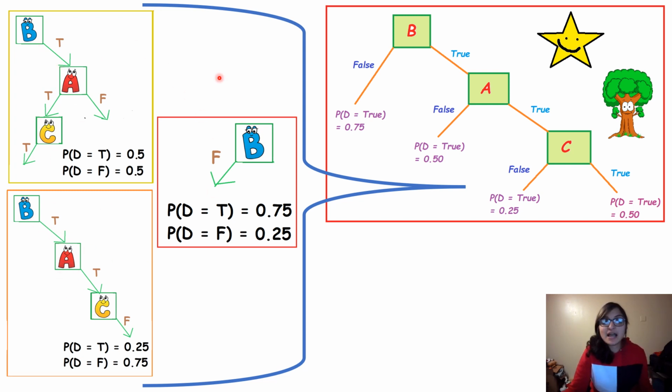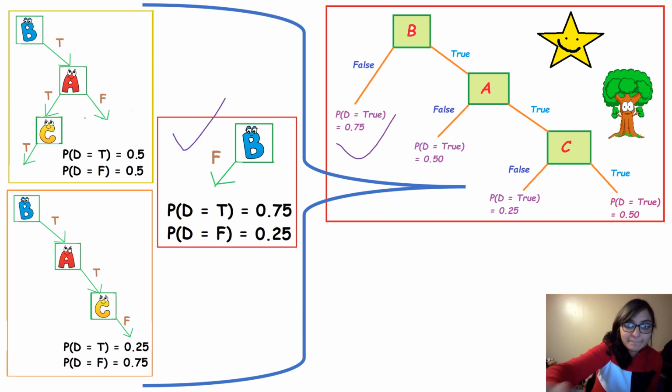So if you then see, how do I overlay these? Well, you start with B being false. Probability D is true is 75%. So this part is taken care of. Sweet. That part is taken care of. Awesome. And then the next thing you're going to see is B is true. Okay. And A is false. That's what this part is. 50% probability D is true.